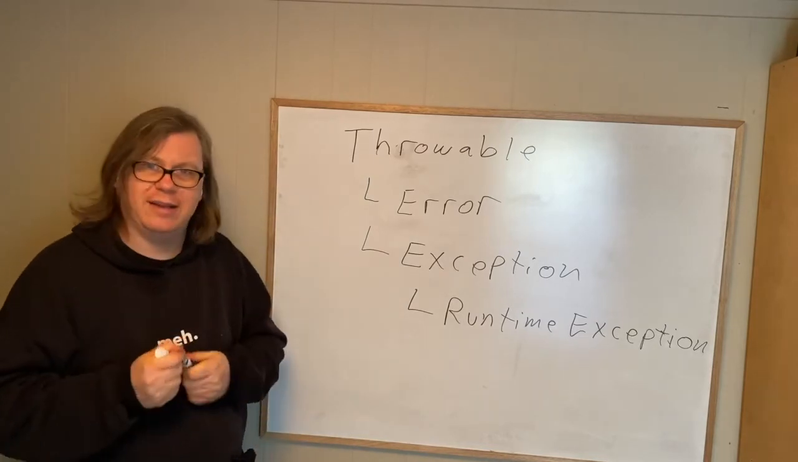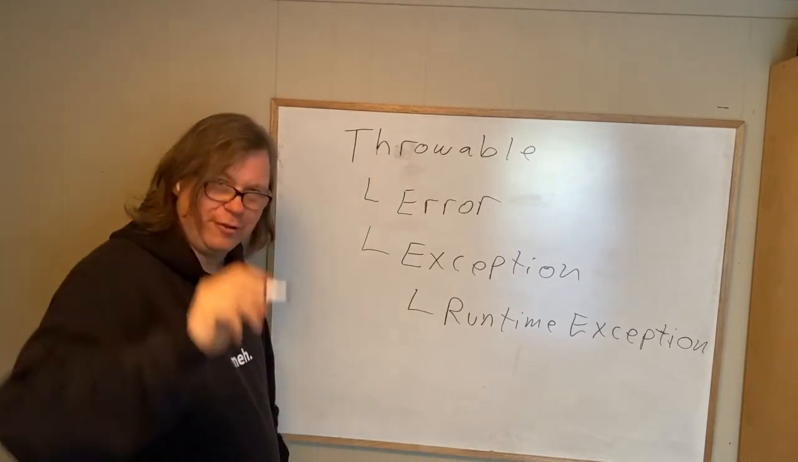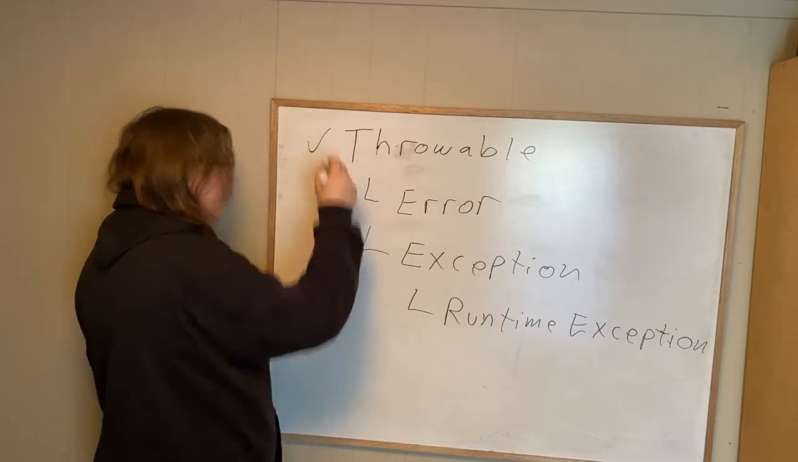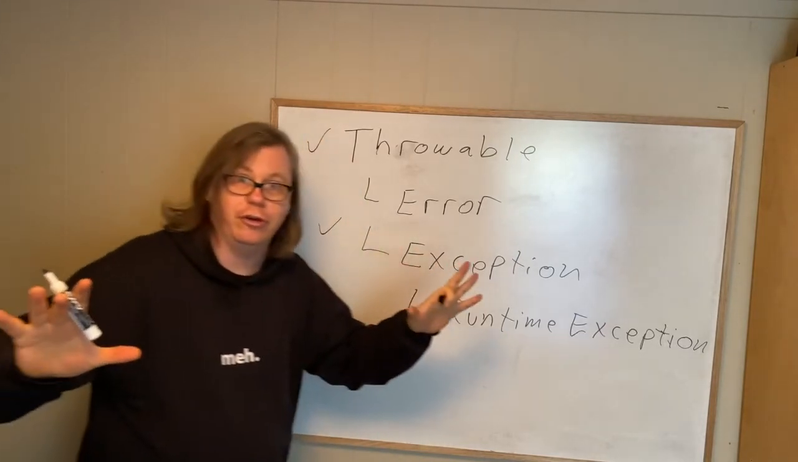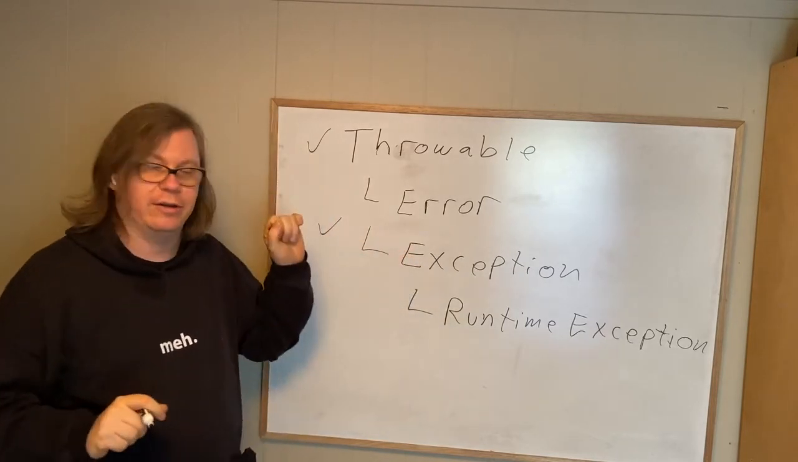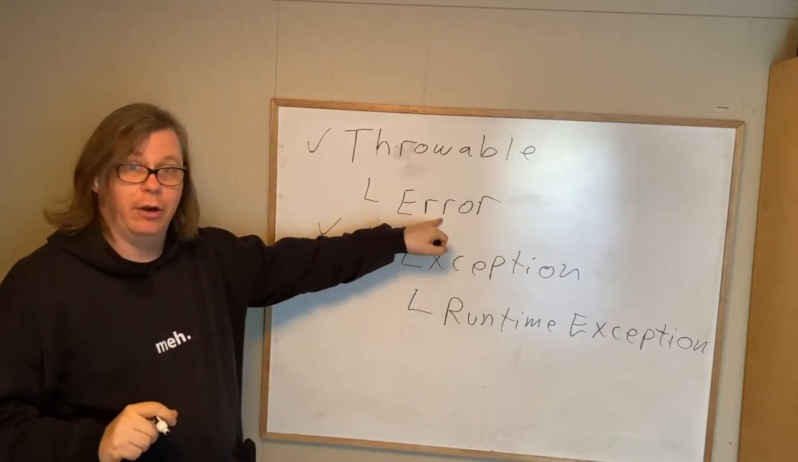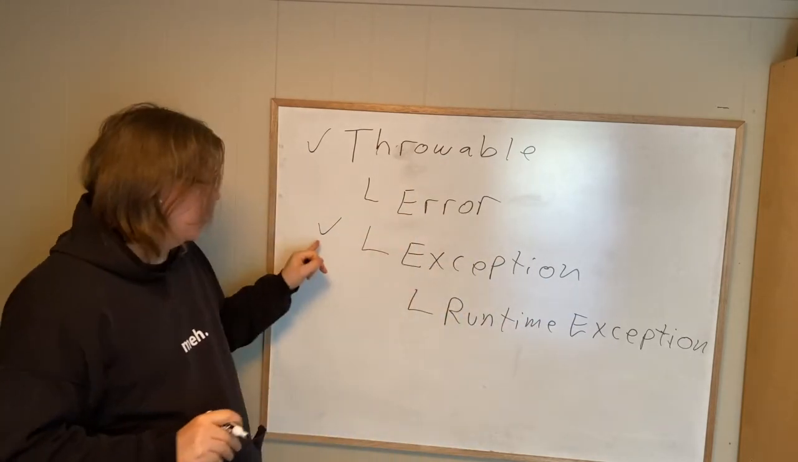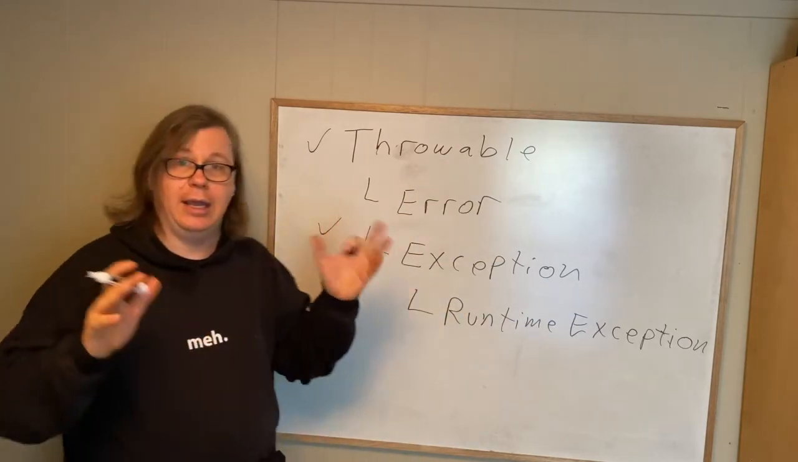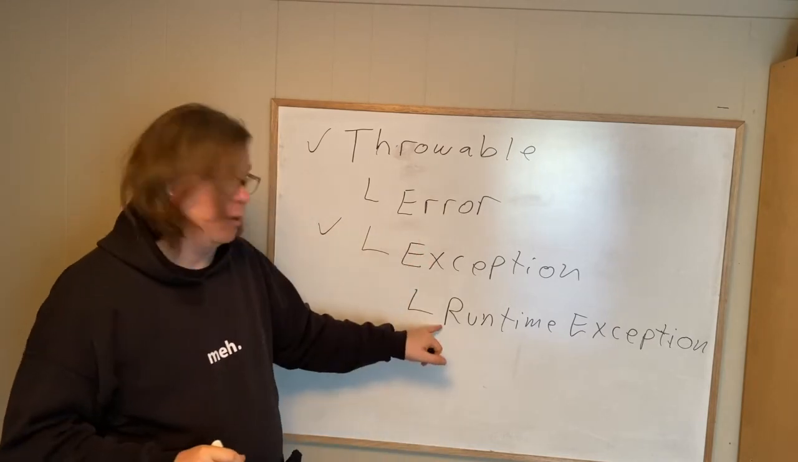I mentioned checked and unchecked. I'm going to put a check mark beside the checked ones. So this is checked and this is checked. If you extend from Throwable, which you shouldn't do, you're a checked exception, unless you're Error. If you're Error or a child of Error, it's an unchecked exception. If you extend from Exception, it's a checked exception, unless you extend from RuntimeException.